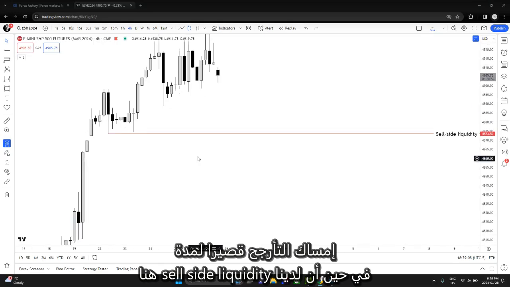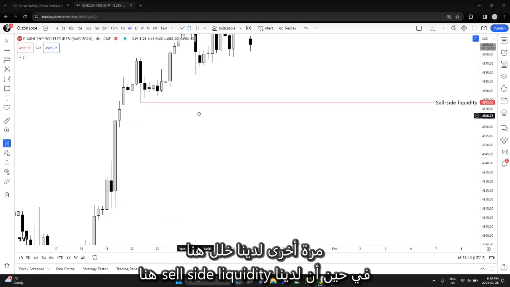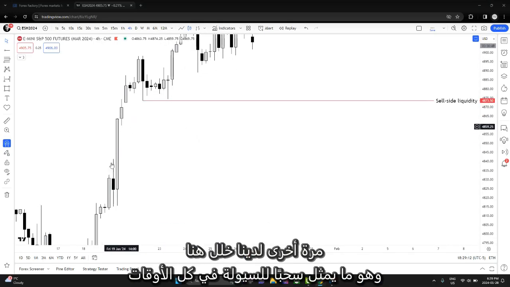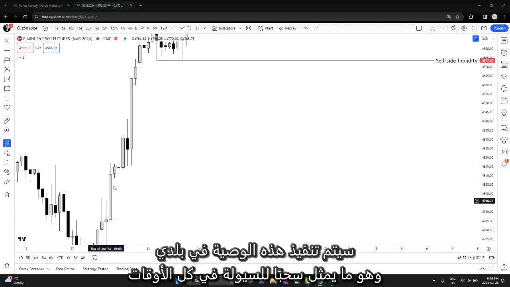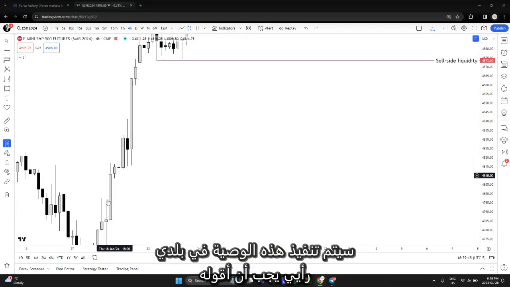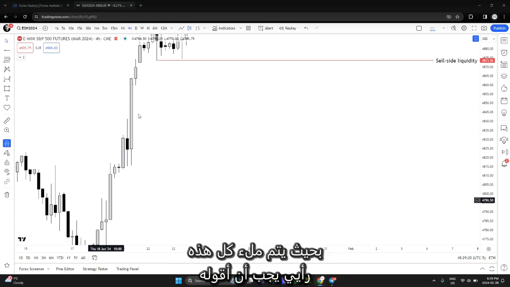So we have sell side liquidity here again. We have an imbalance right here, which is a draw on liquidity. All of these will be filled, in my opinion. I have to say that.